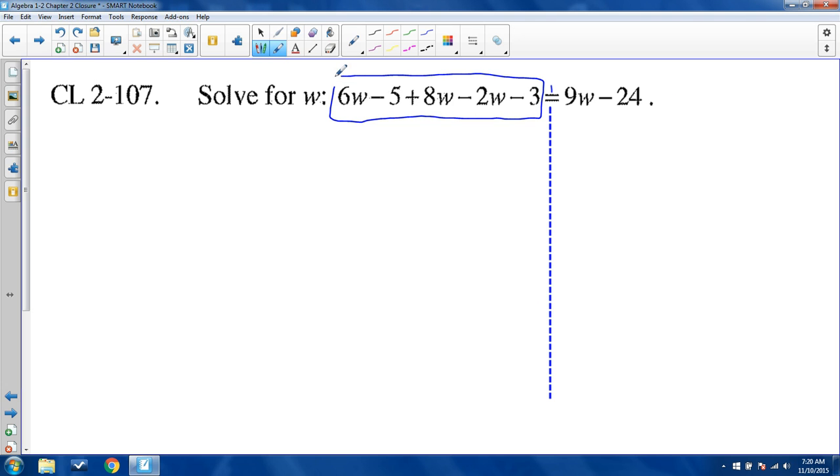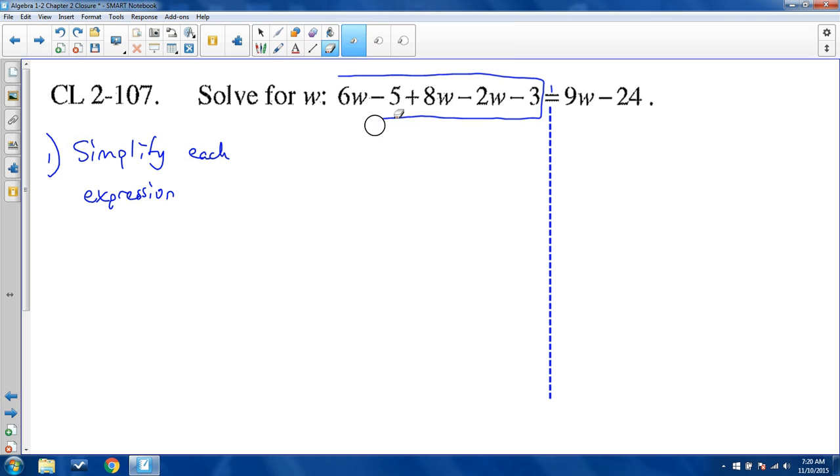What I want to do, first off, is simplify each expression. There's an expression on the left side, and there's an expression on the right side. To simplify it means if there are parentheses in the way, get them out of the way. If there are like terms to combine, do it. Do some things to make sure you get this cleaned up a little bit. Okay, so I'm going to look at combining like terms. There are no parentheses, so I'll just combine like terms.